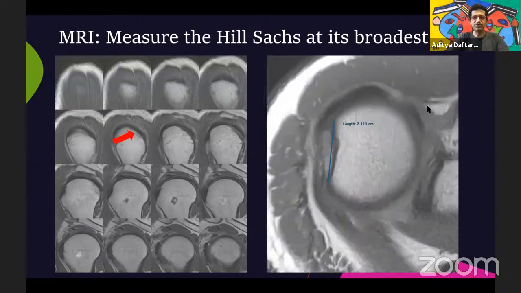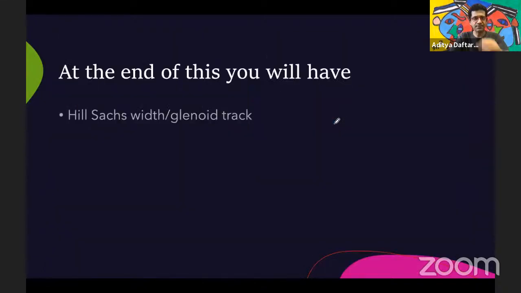The key measurement, obviously, that you want to remember is you want to measure till the footprint, the medial-most aspect of the infraspinatus footprint. So you want to include the Hill-Sachs lesion and a little bit more till the infraspinatus footprint. So you get a total sense of the actual amount of bone that is affected in this. And at the end of this procedure, you will have the Hill-Sachs width or the glenoid tract that will help you.